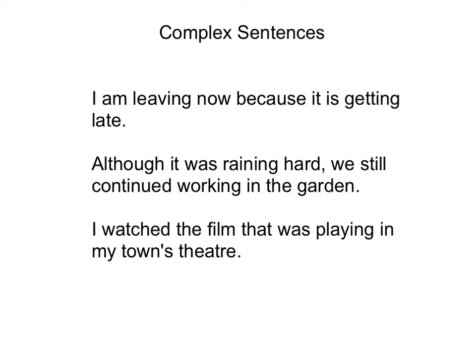Let's do the same with sentence number 2. Although it was raining hard, we still continued working in the garden. Let's find the verbs. Continued working, was raining, and the subjects, we and it. Now, we still continued working in the garden could stand on its own as a sentence, which means that's the independent clause. However, although it was raining hard cannot stand on its own as a sentence, even though it's a clause. It's a dependent clause. And together, because we have one independent clause and one dependent clause, we have what is known as another complex sentence.